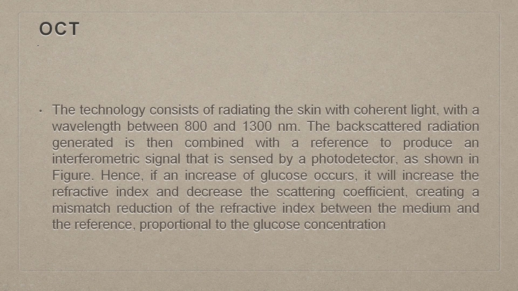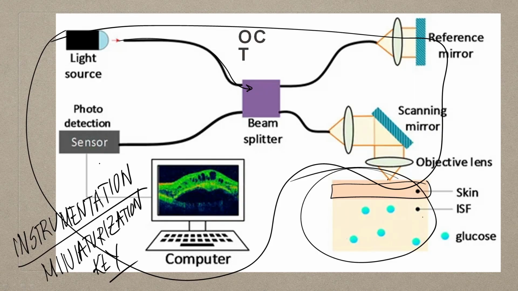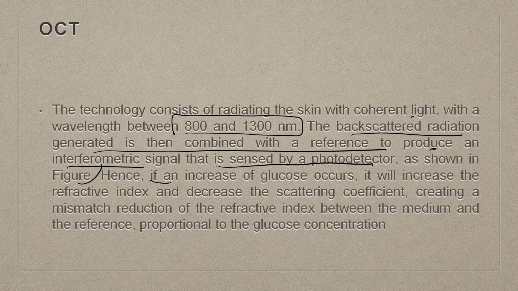The technology consists of radiating the skin with coherent light with a wavelength of 800 to 1000 nanometer. The backscattered radiation generated is then combined with a reference to produce an interferometric signal that is sensed by a photodetector, as shown in the figure. So, there are a lot of backscattered signals which are being detected. Hence, if an increase in glucose occurs, it will increase the refractive index. This is the important part for you to understand.